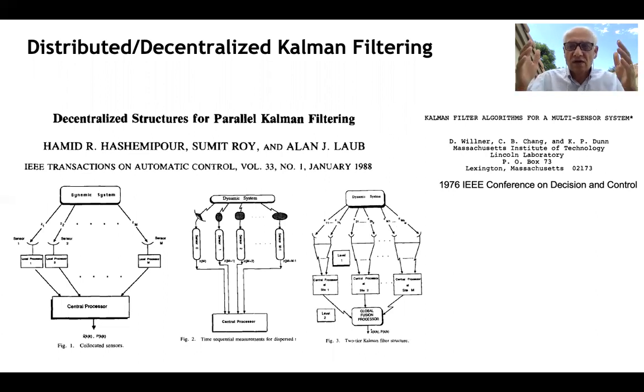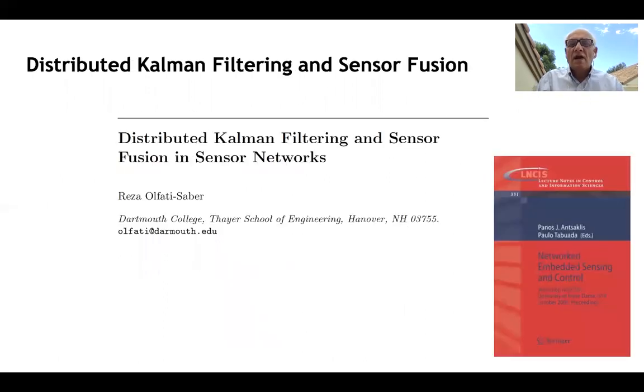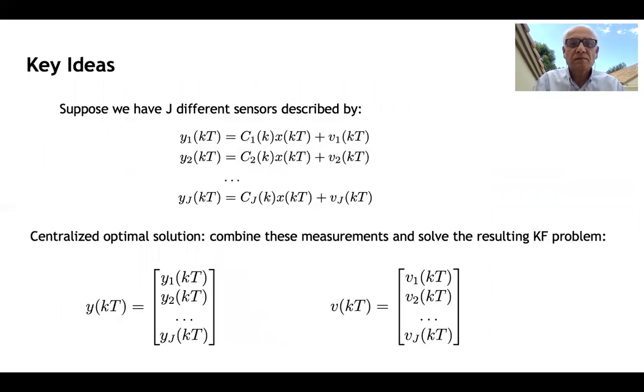Where do the signals come from? Where do they go? Where are they processed? There is a lot of choice to be made here. Then there is the application of this distributed filtering to sensor fusion, which is the topic that we've been focusing on in sensor networks. There's a very nice paper by Olfati-Saber that I mention here that is definitely worth a read. Let me now explain the key ideas behind this.